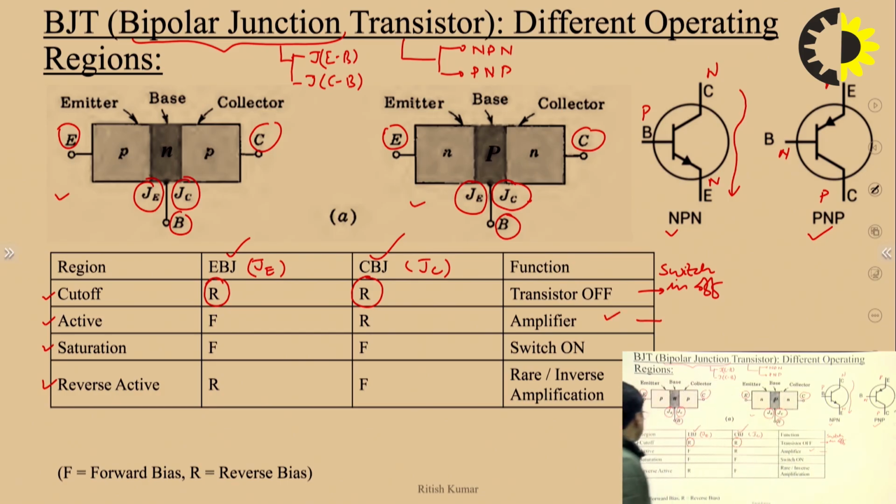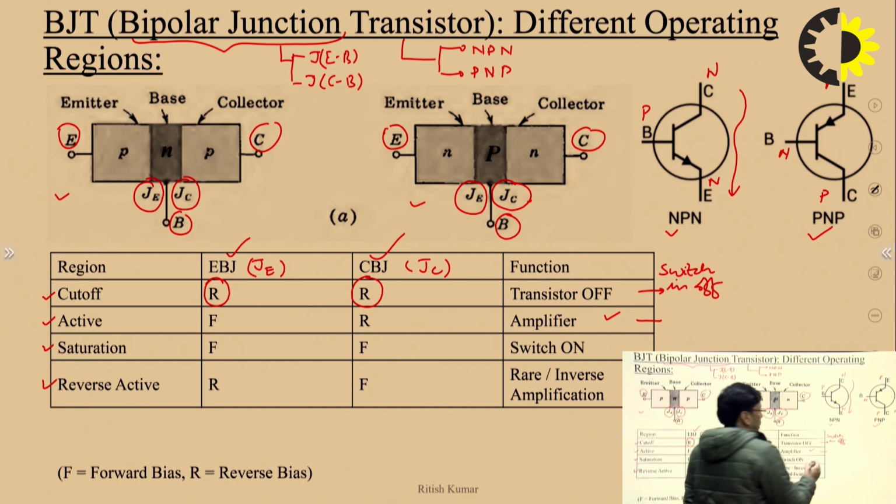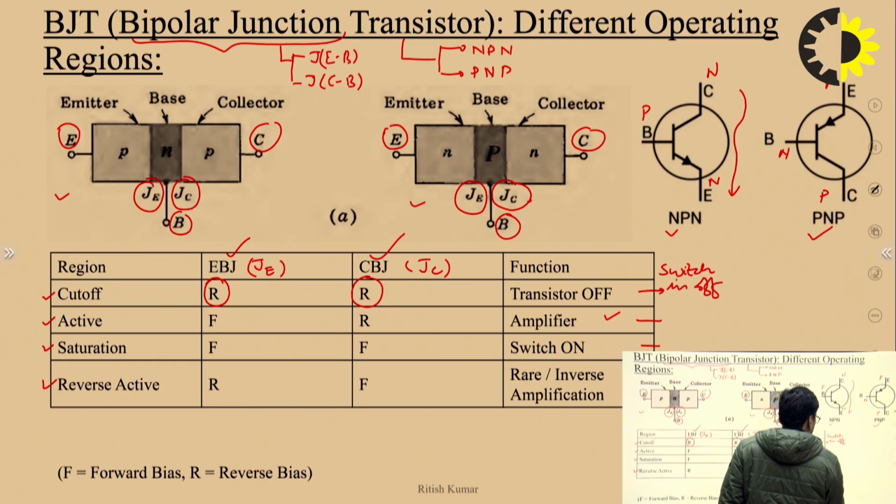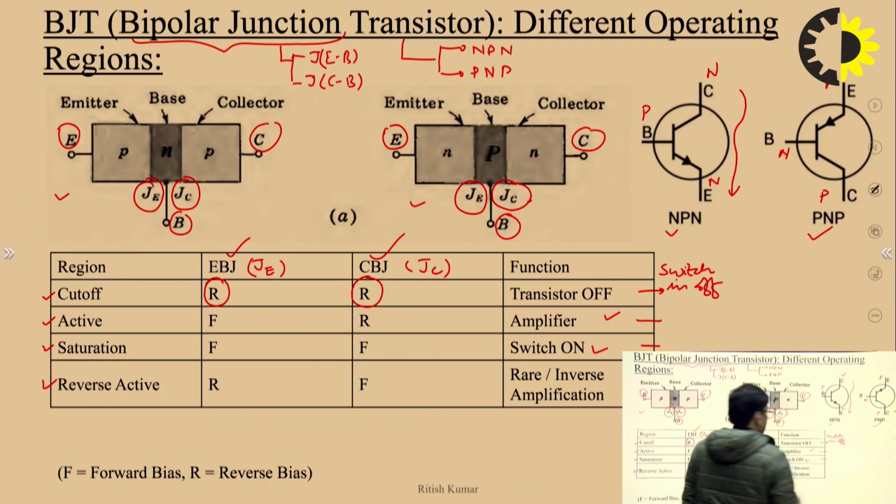And in the third case, in the saturation operating region, the first junction, that is the emitter base junction, should be in the forward bias, and the collector base junction should be in the forward bias. Both junctions should be in the forward bias. Then it will act as a switch in the on condition, right? Act as a switch in the on condition.